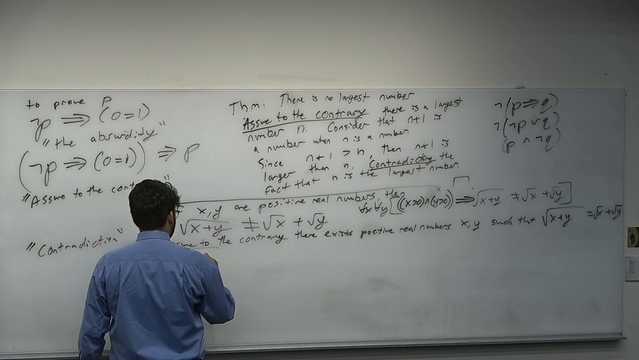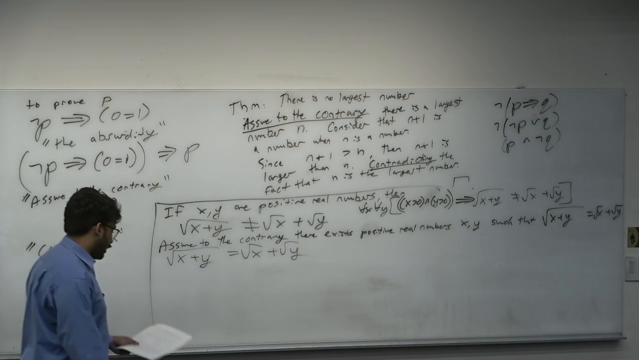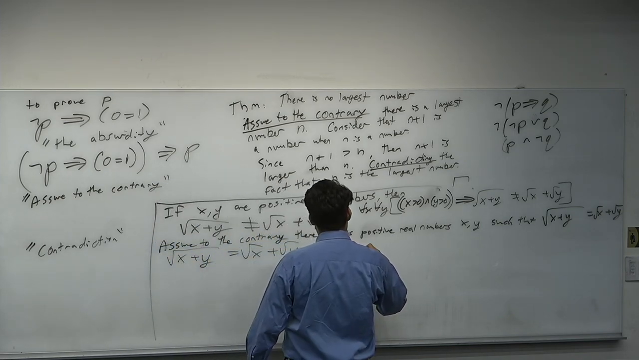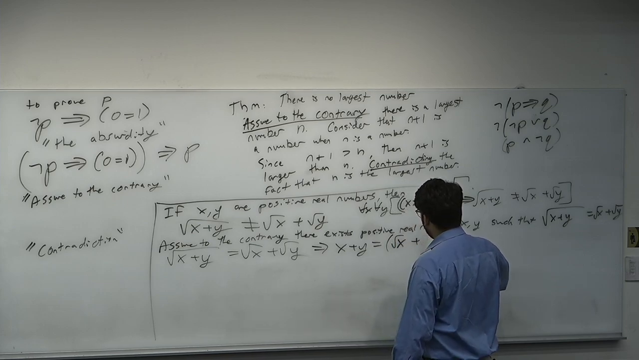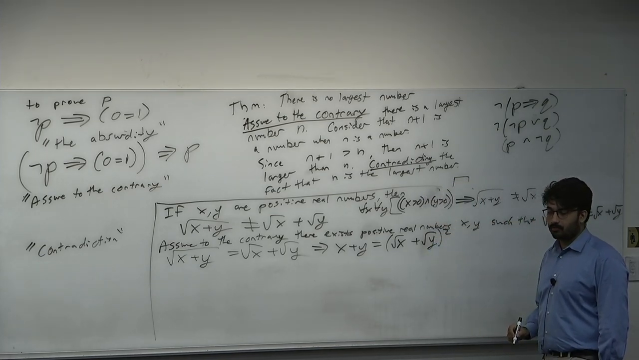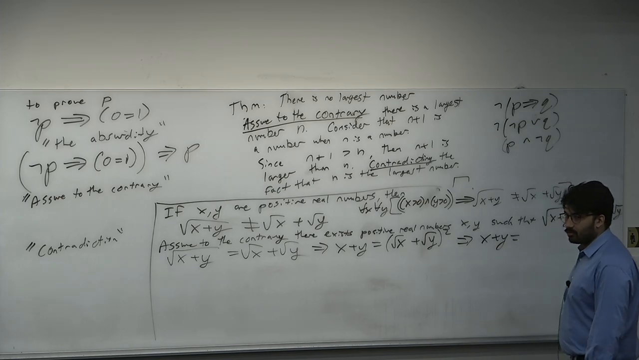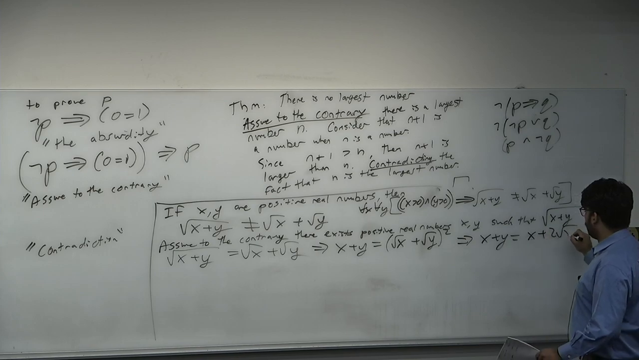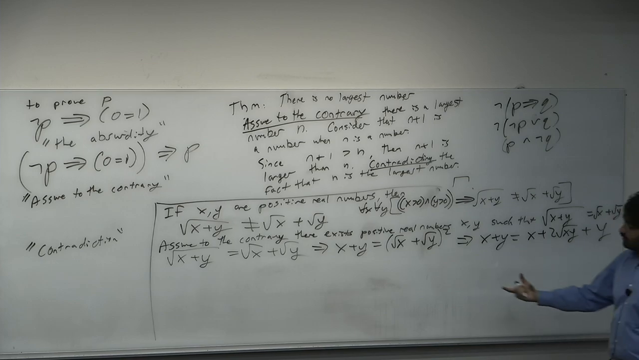We know then that the square root of x plus y is equal to the square root of x plus square root of y for some specific numbers x and y. Then that implies that x plus y is equal to the square root of x plus square root of y, squared. Simple arithmetic. Let's FOIL that out. What is that going to be? Not square root, right?